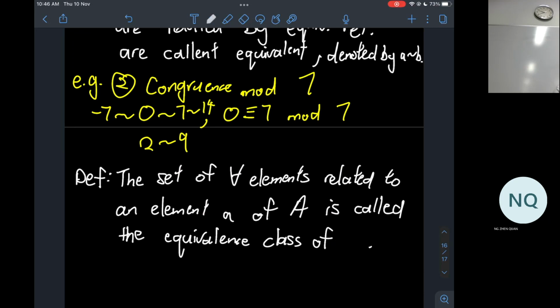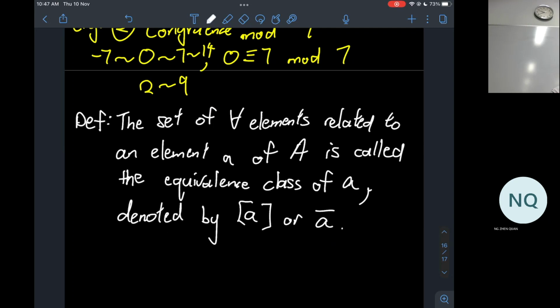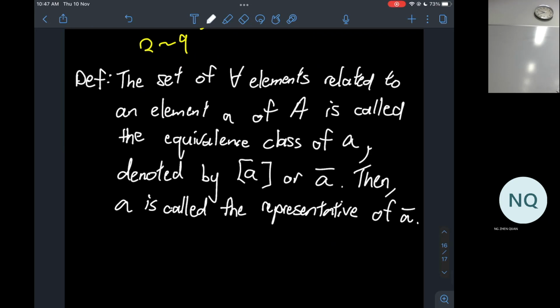This one is the small a element. And then we will denote it, in your textbook you will see the square bracket, or we will use a bar. I prefer a bar. Then a is called the representative of a bar, the representative of the class. An element is a representative of a class.